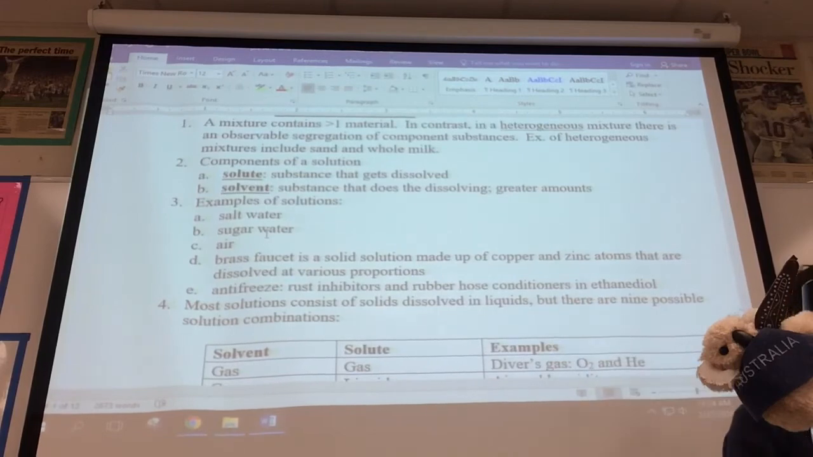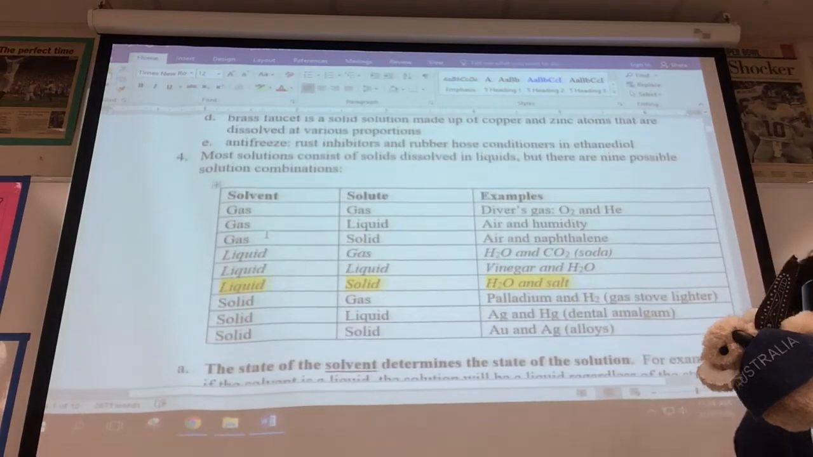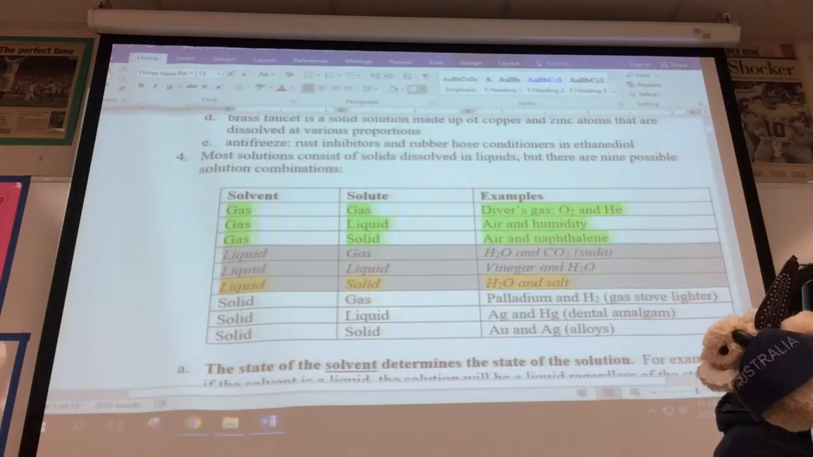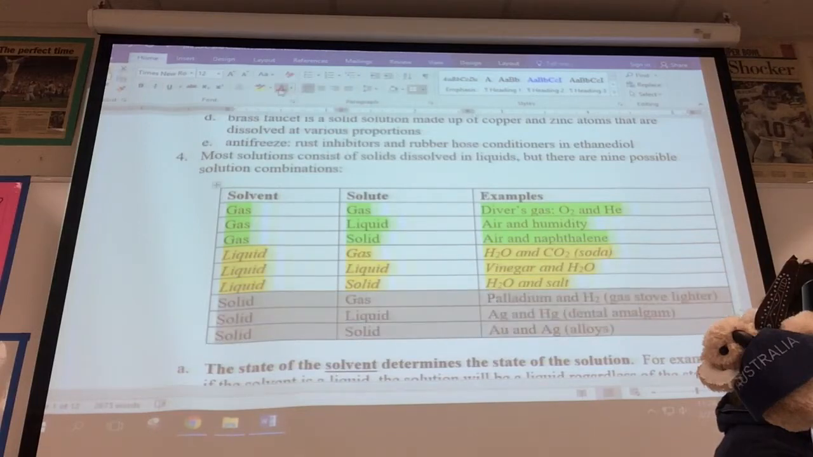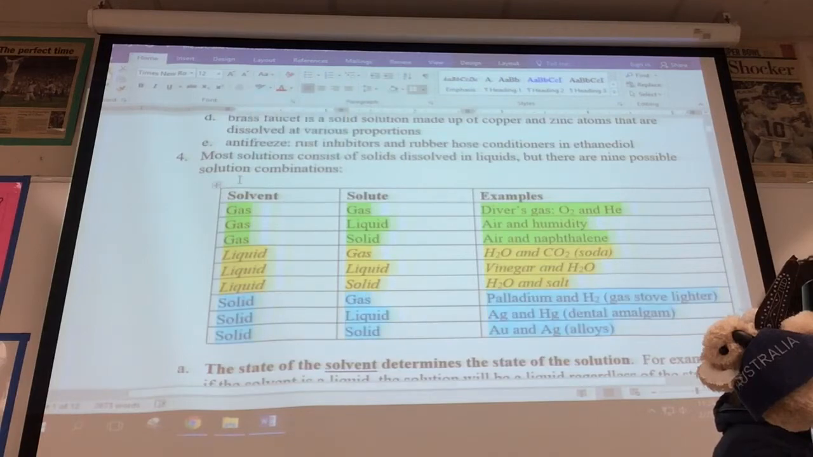Most solutions, as I said, are solids dissolved in liquids, but there are actually 9 possible combinations. So what you're focusing on here is in this first grouping, you've got the solvent as gas. In this grouping here, you have the solvent as liquid. And in this grouping here, you have the solvent as a solid.